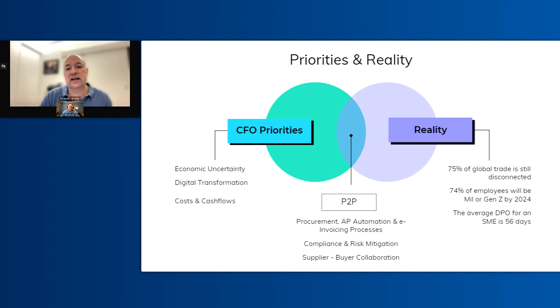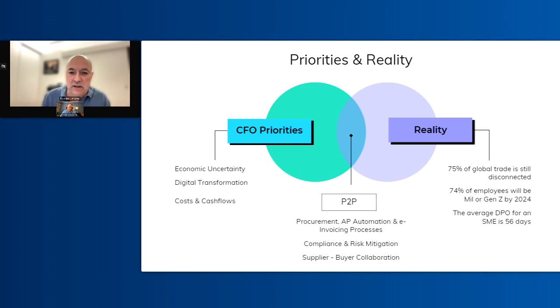On the right-hand side, just got a few stats here. And I do think that they're kind of interesting, at least by way of starting a conversation. So 75% of global trade still disconnected. For me, this points to a situation where some companies that are digitally transformed versus those that are analog are really going to have a competitive advantage, and there are going to be some winners and losers.